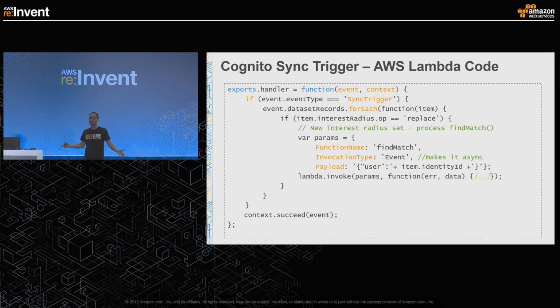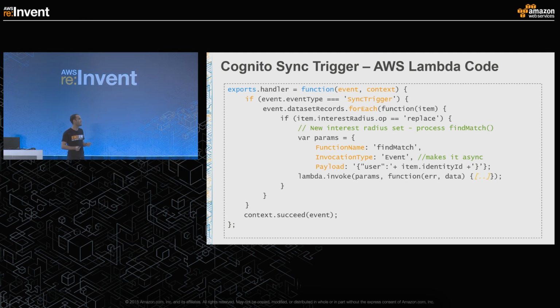Now, we can put the match algorithm into this Lambda function, but how about we reuse what we already have? So we can leverage the find match function that we already built earlier. So what we're going to do in this Lambda function is just to say, if interest radius has changed, re-evaluate it. How do I do that? Well, call the find match Lambda function. So we call a Lambda function within a Lambda function. We basically chain the Lambda functions together, which is what I'm doing here.